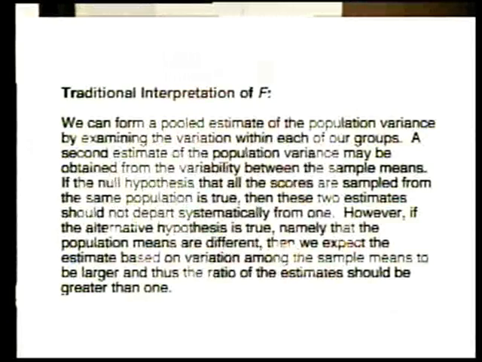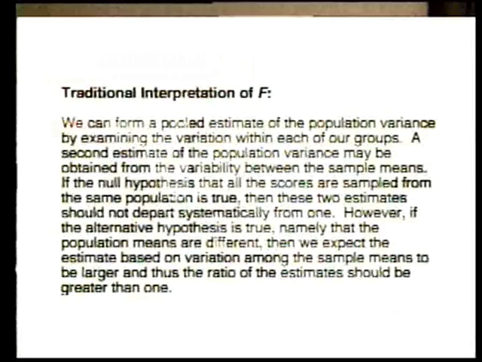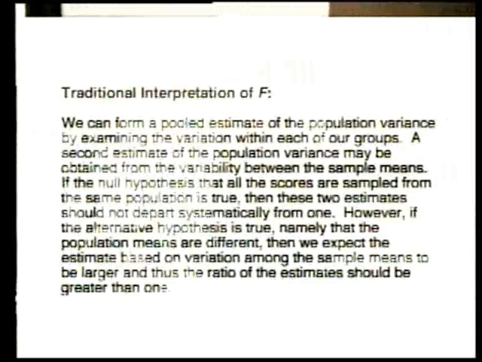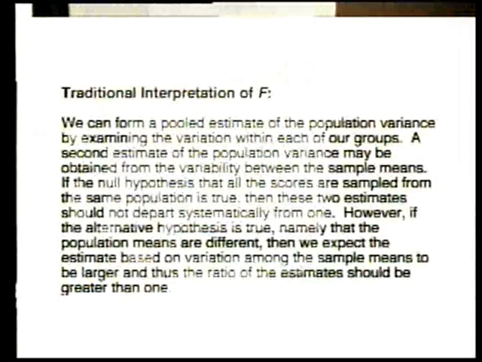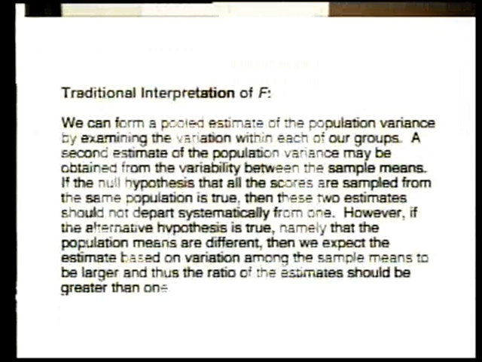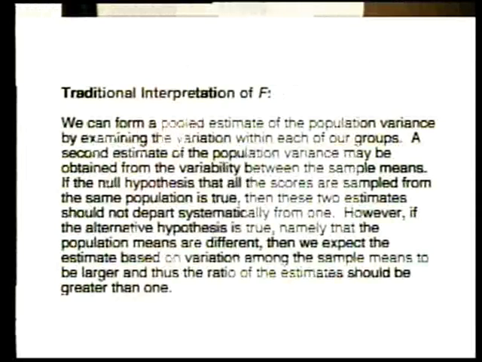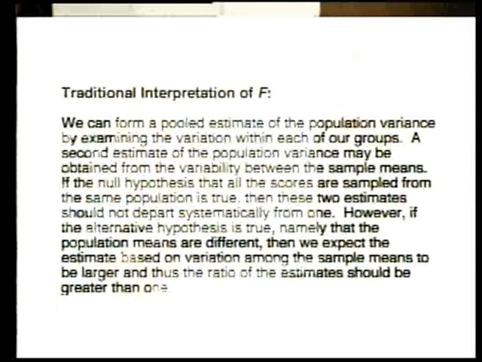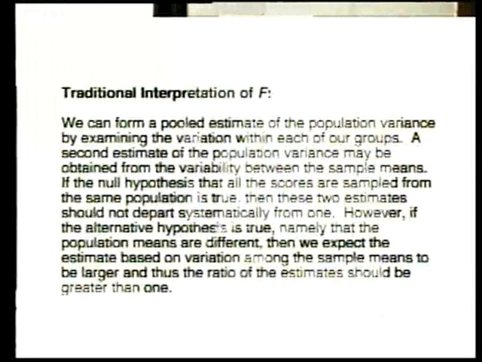If we consider the traditional interpretation of the F ratio, it goes something like this. We can form a pooled estimate of the population variance by examining the variation within each of our groups. A second estimate of the population variance may be obtained from the variability between the sample means. If the null hypothesis that all scores are sampled from the same population is true, then these estimates should not depart systematically from 1.